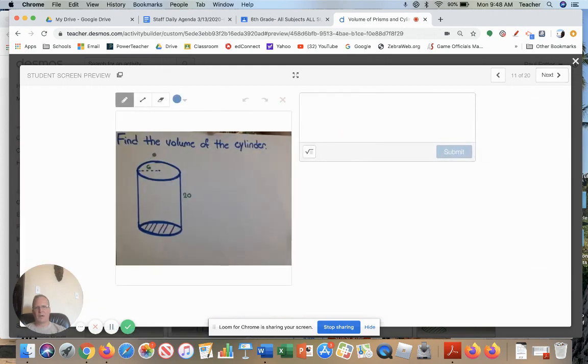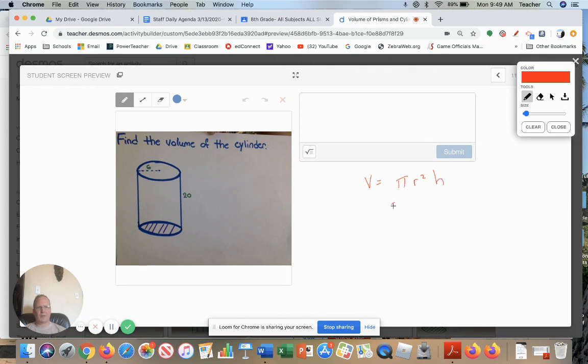Okay, so here we have the volume of the cylinder. The radius is 6, right? So we're going to do 6 squared. So let me get my pen here just to show you how to do this, okay? So the volume is going to be pi times the radius squared times the height. Okay, so in this case, we're going to multiply 3.14 times 6 squared. Okay, we know that's going to be 36, and the height is 20. Okay, so go ahead and multiply these 3 and put that answer there.